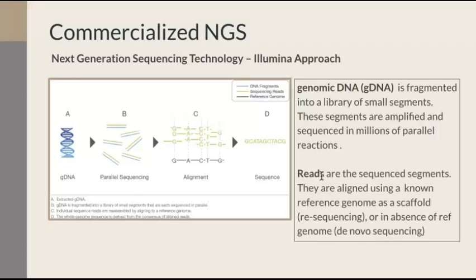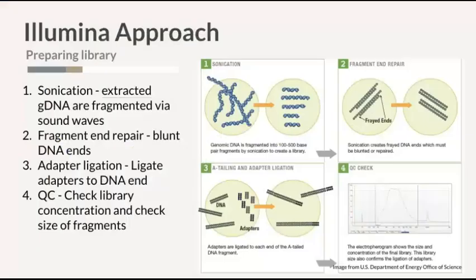The more experiments you do, the more sequences you can gather that will overlap one another, and eventually you can build a full reference genome. But sometimes you're lacking that, in which case you're doing de novo sequencing. Okay, so let's go into the Illumina approach in a little more detail so you can see how we go about doing the wet lab component of next-gen sequencing.